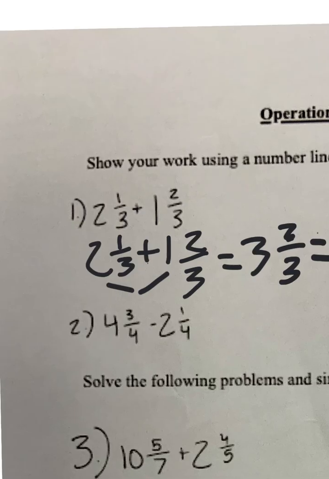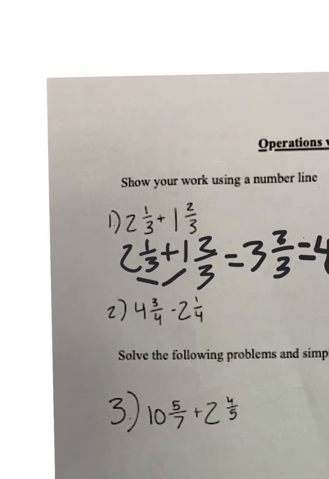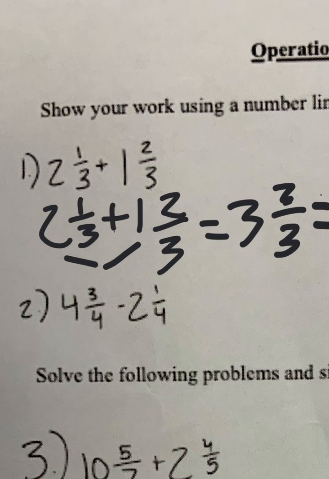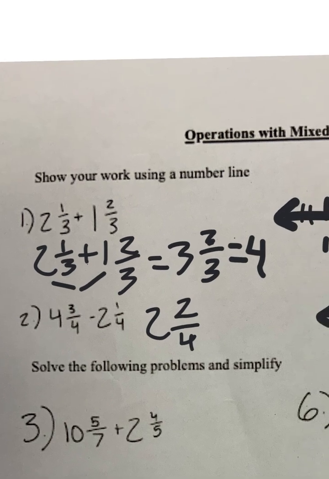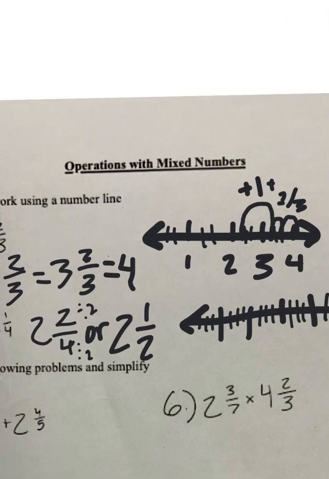Okay, so for number 2, we have 4 3/4 minus 2 1/4. So since we have our common denominator, we can do 3/4 minus 1/4, which is 2/4. And then our whole numbers, 4 minus 2 is 2, to get 2 2/4, or simplified is 2 1/2. Since we divide our 2 and 4 by 2, they evenly go into 2.